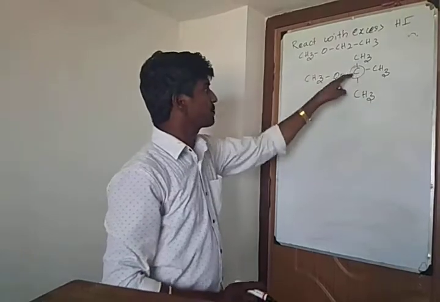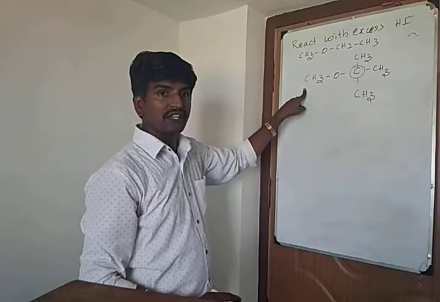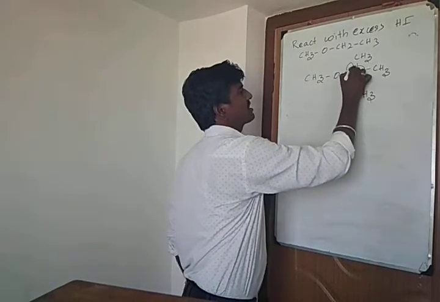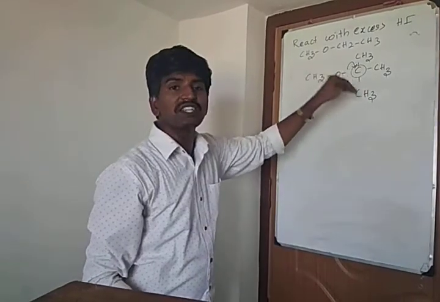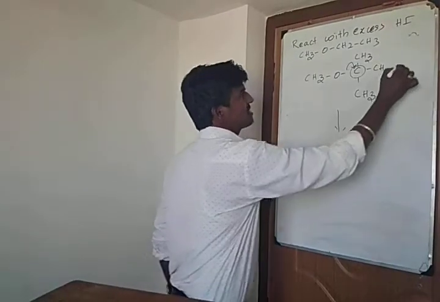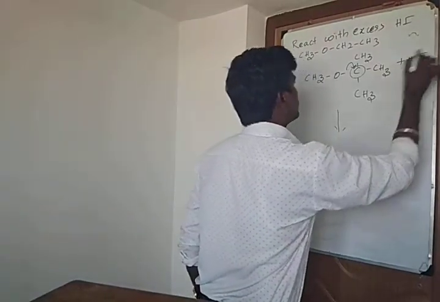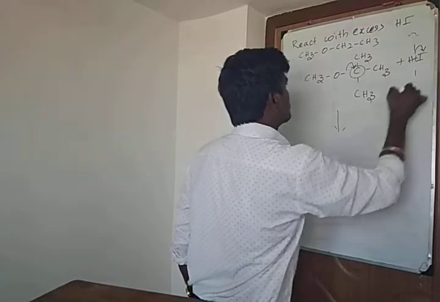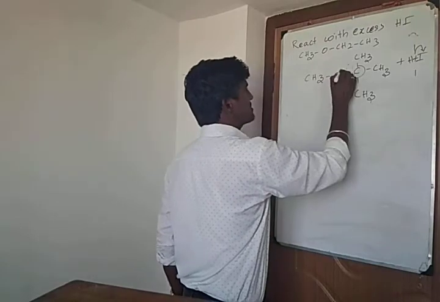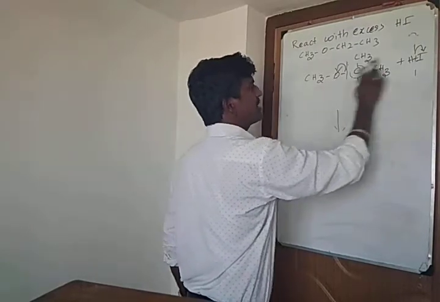Here 4 carbon atoms are present. Here only 1 carbon atom is present. But here we have to break between the tertiary carbon and oxygen. What's the reason? Due to tertiary carbocation stability. Are you clear? So the bond breaks, reacting with HI: I minus, H plus. What's the charge on oxygen? Oxygen minus, O minus, H plus.